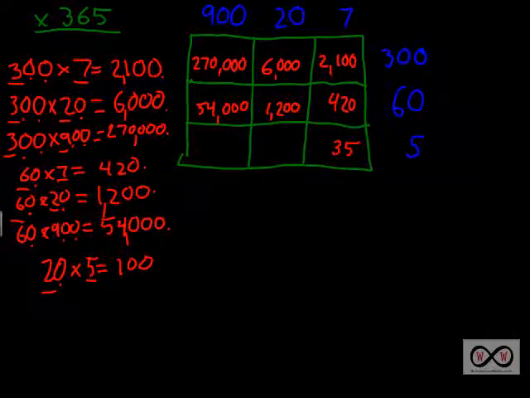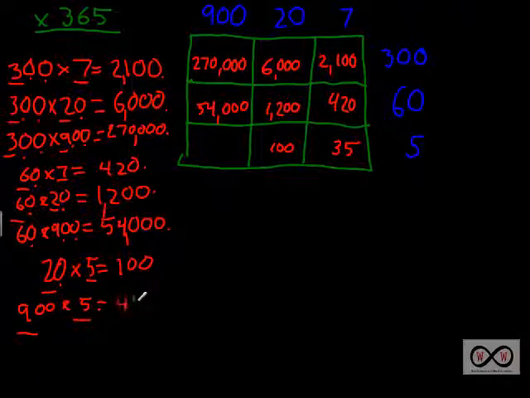We've got 5 times 20 equals 100. It's kind of like having 20 nickels would equal $1. Then we're going to move on. We'll have 5 times 900. So we've got 900 times 5 equals basic fact of 9 times 5 is 45. Tack on the 2 zeros, giving us 4,500.